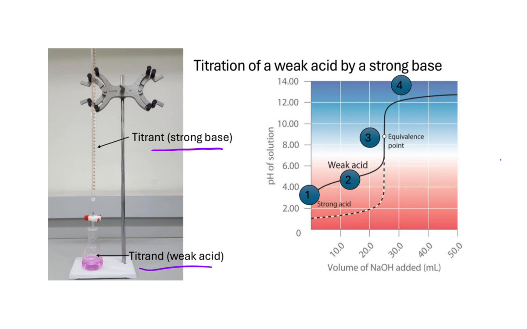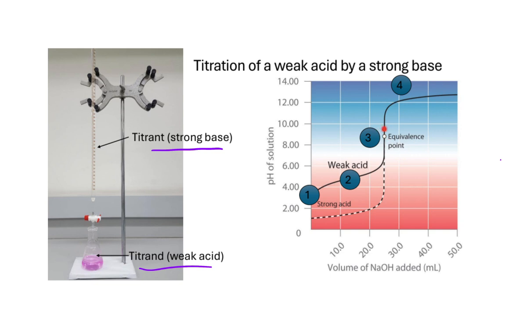Then, as we add base along the titration curve, the pH of the strong acid does not increase very much. As we add base along the titration of a weak acid, the pH does increase a bit more. Again, we're starting at a higher initial pH, but there is a bit more of a difference between 0.1 and 0.2 in the weak acid versus that of the strong acid.